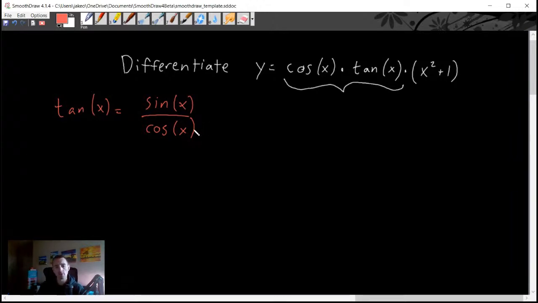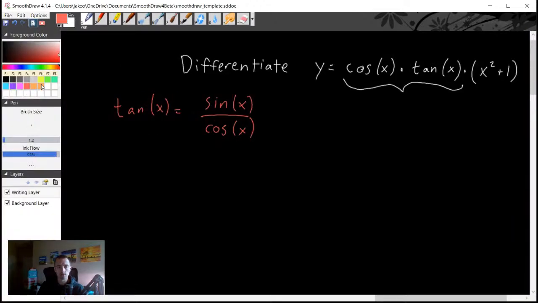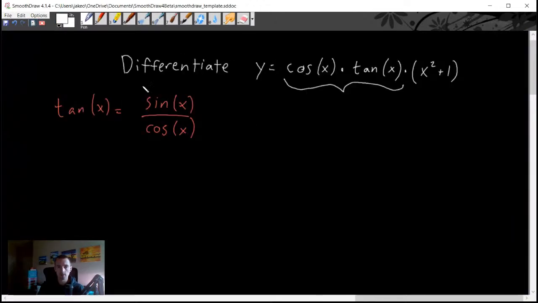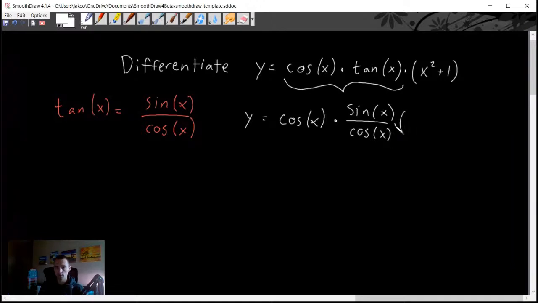However, if we want to think of the function as a whole, we can say this is going to be true. So basically what that means is the function we're trying to find the derivative of here is actually cosine of x times sine x over cosine x times x squared plus 1.